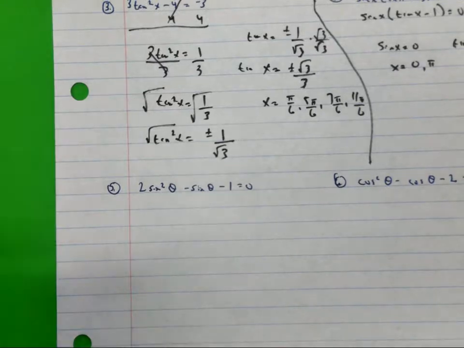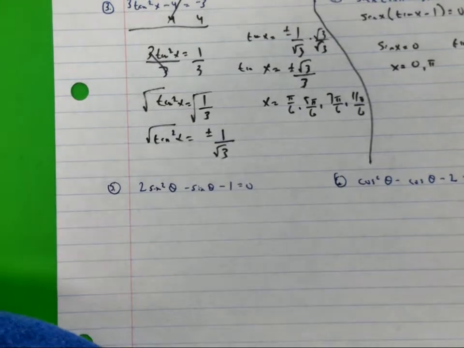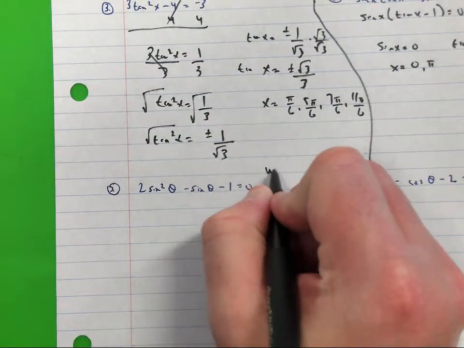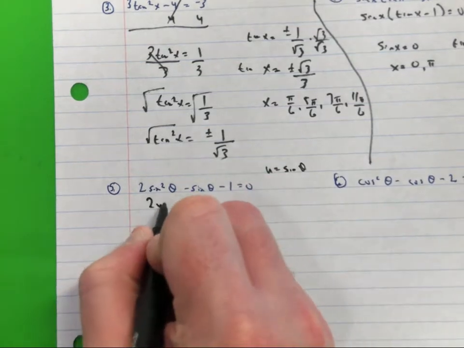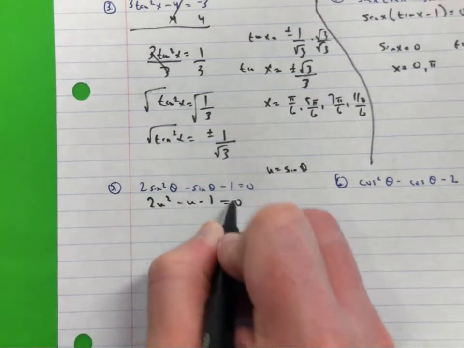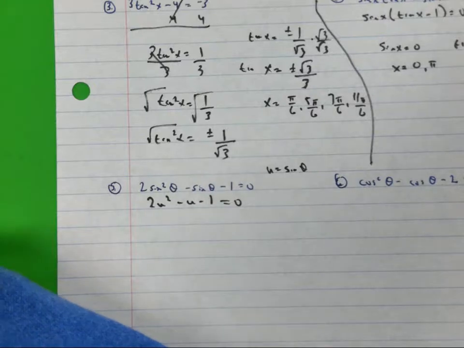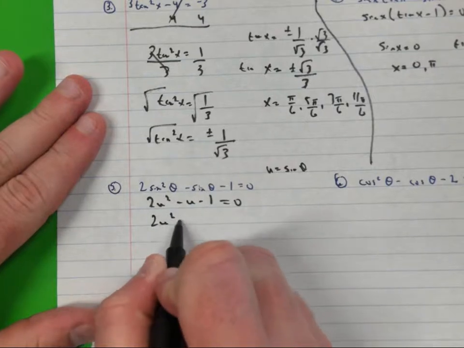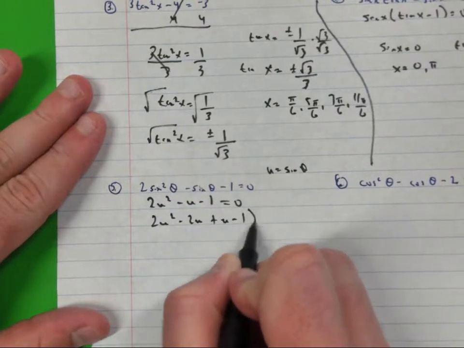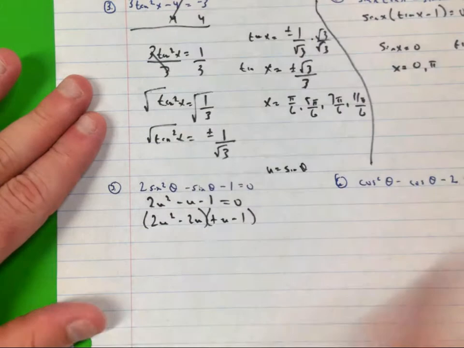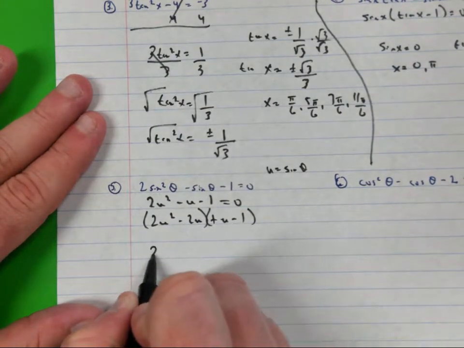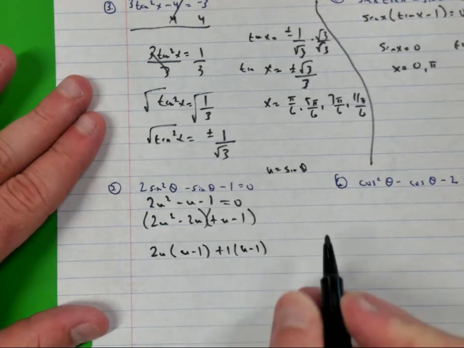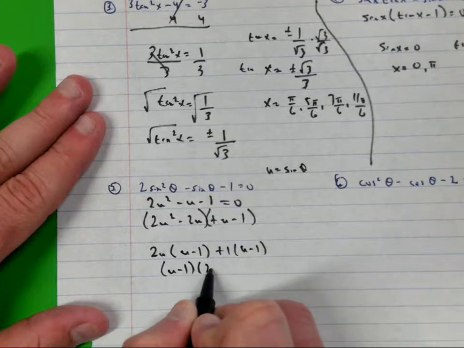Alright, number 5. What does that look like? Quadratic. What type? Easy or bust them up? So I'm going to let u equal what? Sine theta. I'm going to rewrite that as 2u squared minus u minus 1 equals 0. It's got to multiply to give you negative 2, add to give you negative 1. Bust them up. 2u squared minus 2u plus u minus 1. Take a 2u out. U minus 1. Take a positive 1 out. U minus 1. So I have u minus 1 and 2u plus 1.